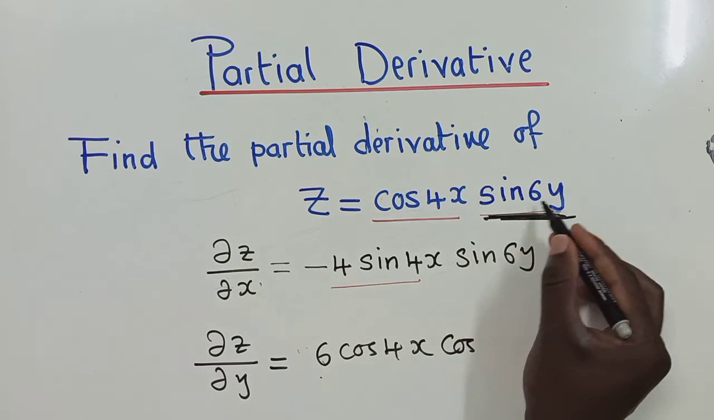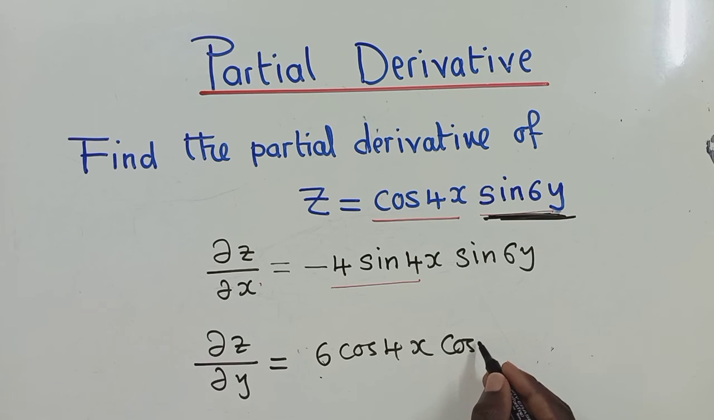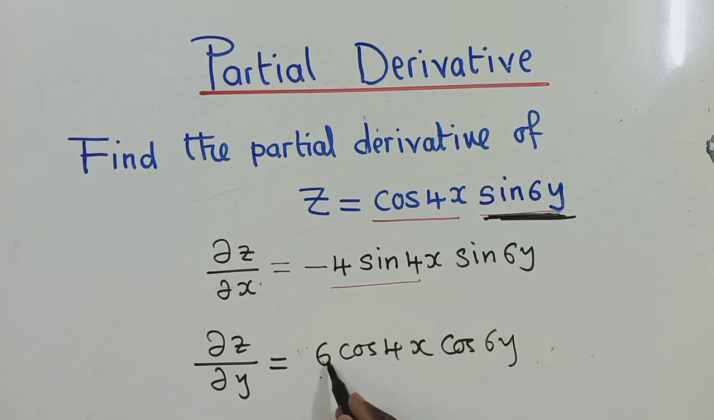Here, the derivative of sine is cos with what is right here. So this 6 is coming from here. This is our solution.